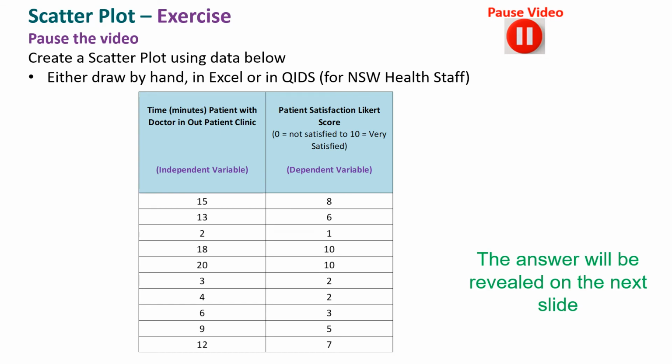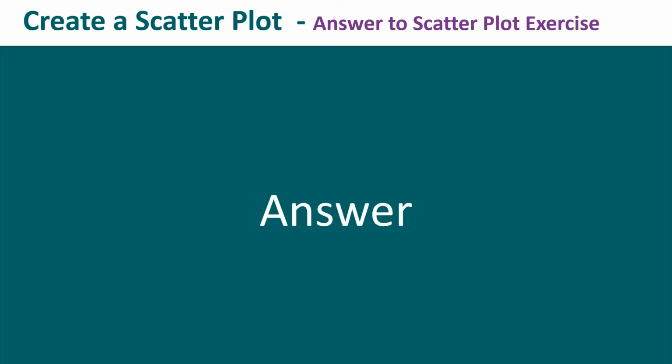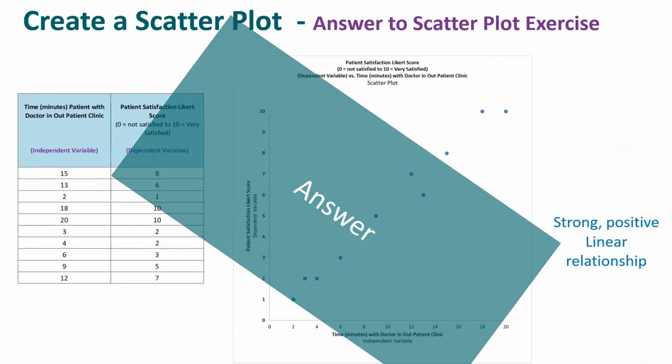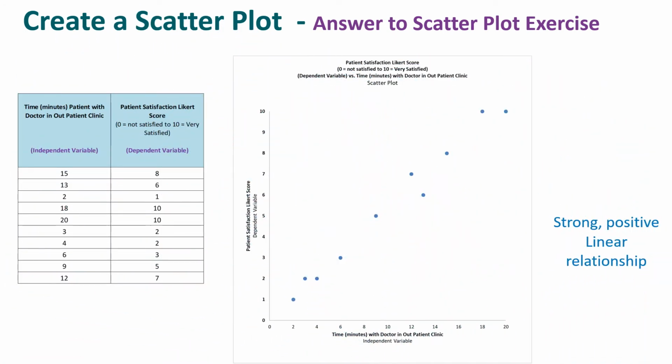So how did you go creating your scatter plot? Did you do it by hand or did you use Excel? Or for New South Wales Health staff, did you do your scatter plot in QIDS? And here's the answer. Did your scatter plot look like this? So this is showing a strong positive linear relationship.